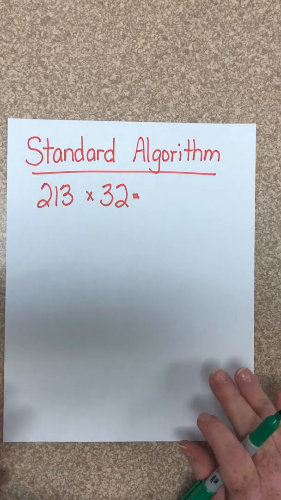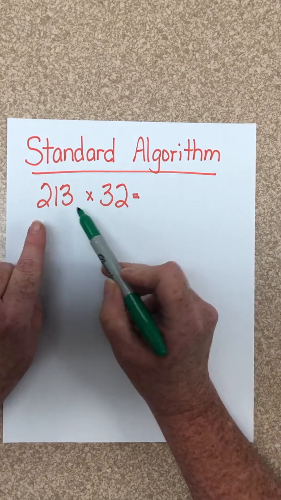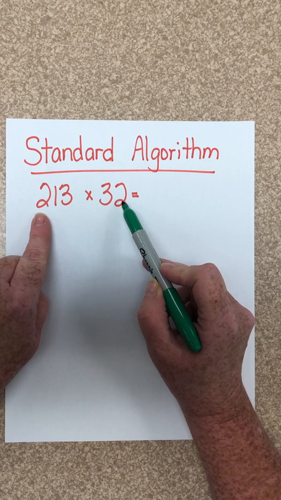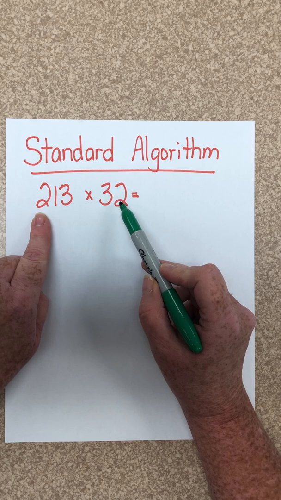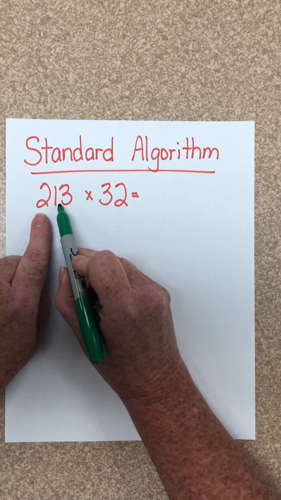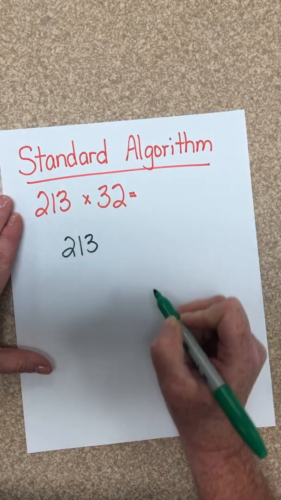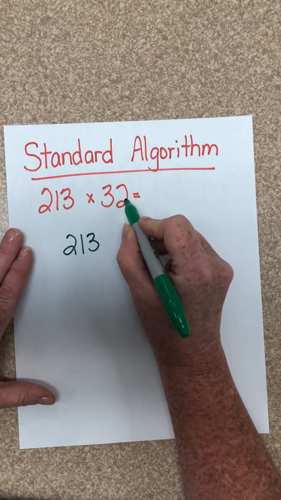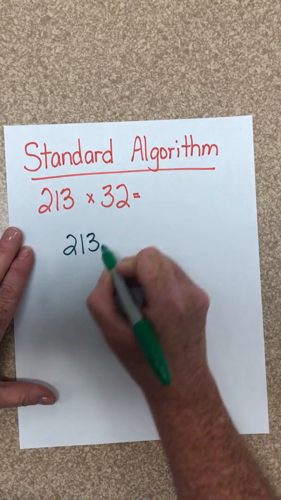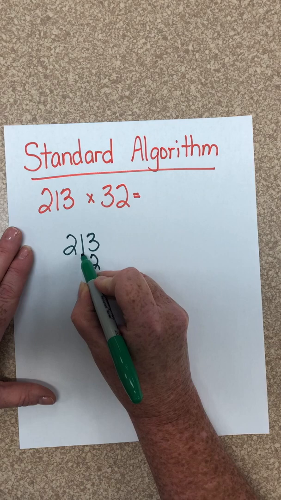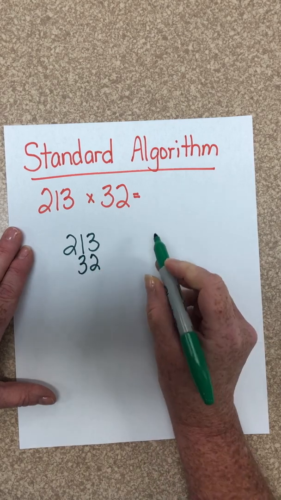Let's look at an example using the standard algorithm. We have 213 times 32 written horizontally. Let's look at how we write it vertically. So we look for the number with the most digits. That would be 213. Let's write that first. Now we're going to bring the 32 below it. So the 2 is going to line up under the 3. This is ones place. And this 3 will line up under the 1 for tens place.